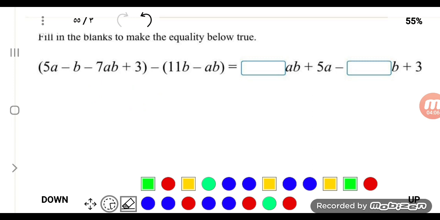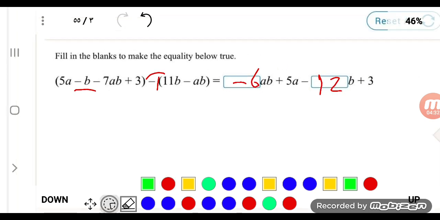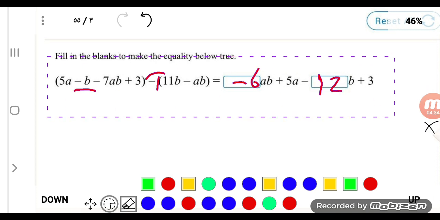So let's write it. Minus 6 here. Then 5a is done for you. What's the coefficient of b? Here you have minus b, and here you distribute the minus here. So you have minus 11b. So minus b and minus 11b, you have minus 12b. So here you write 12. And that is the answer. So let's see now next one.